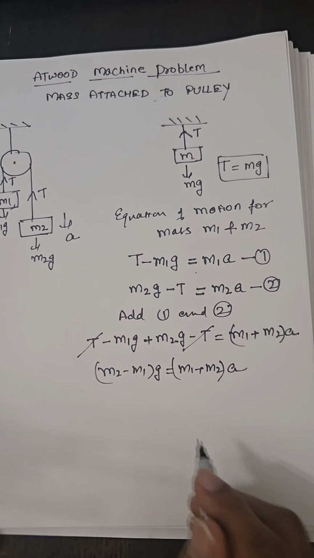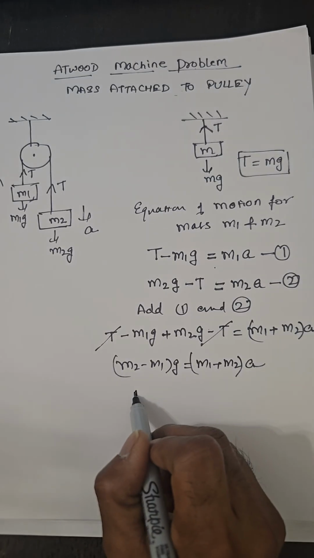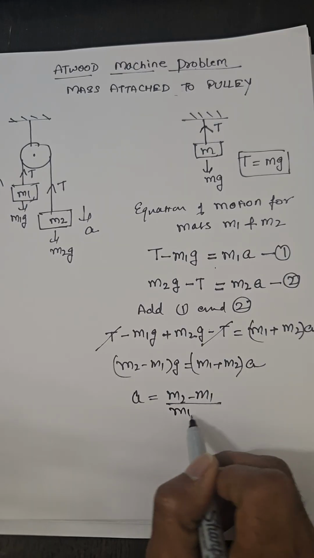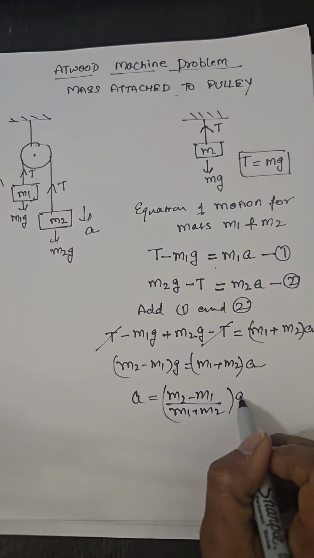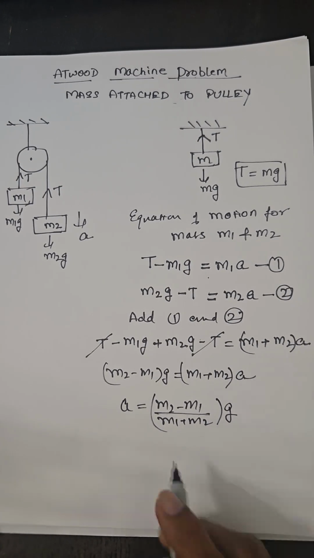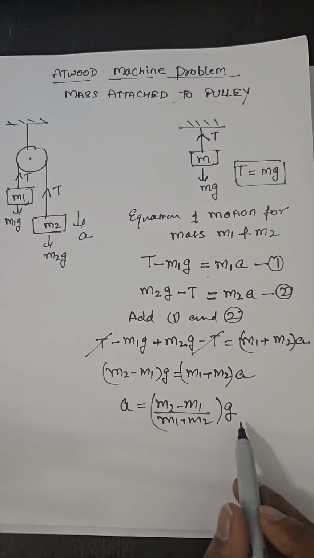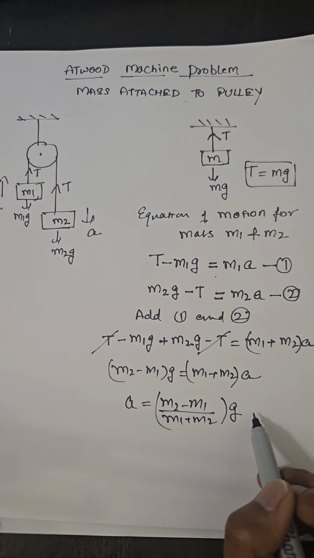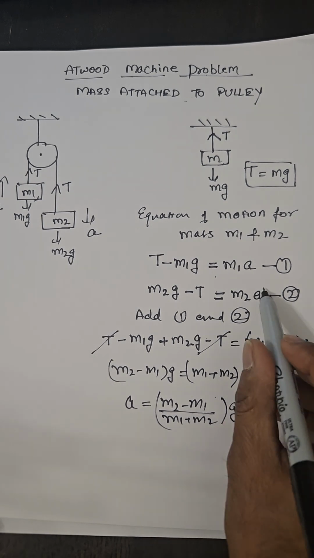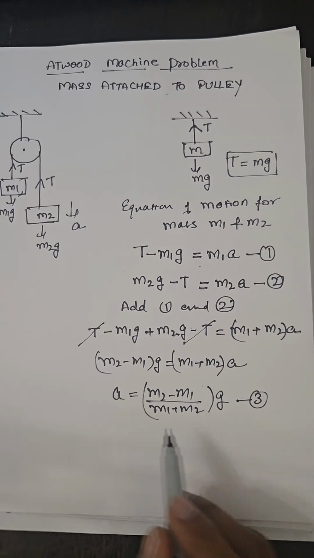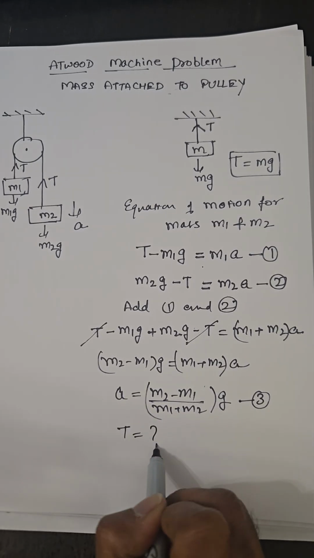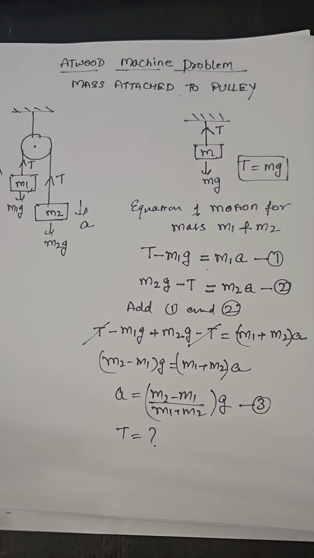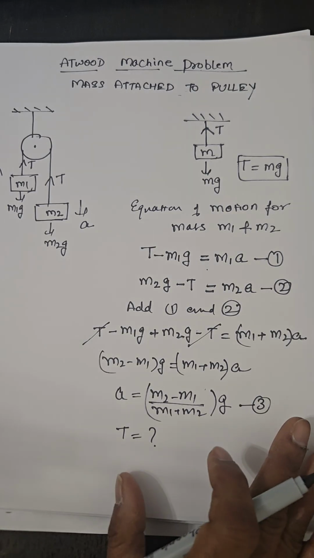So in this case, you can easily solve for a and the problem is solved. You can put the values of masses, multiply with the gravity, and this problem is solved. If you put the value of a in either equation number 1 or 2, you can easily calculate T. So you can solve this equation, and this is how these problems are tackled.